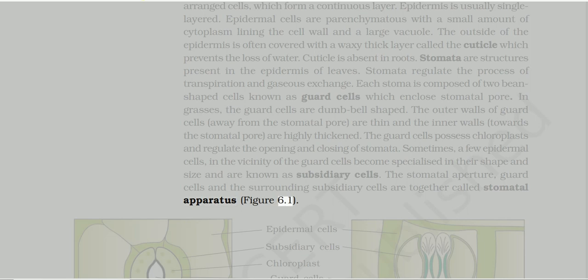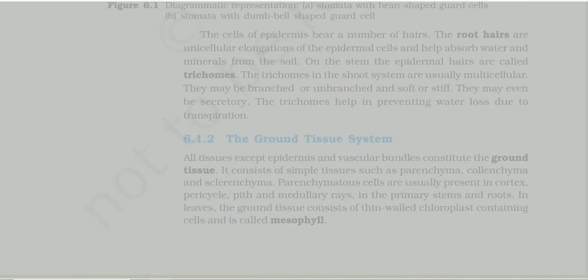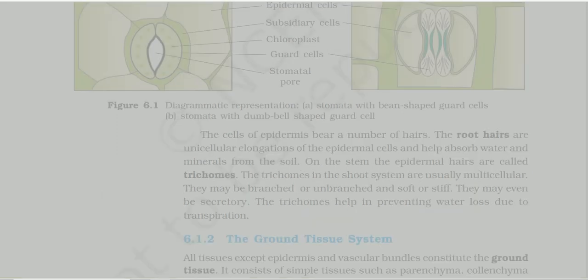Figure 6.1 Diagrammatic representation. A. Stomata with bean-shaped guard cells. B. Stomata with dumbbell-shaped guard cells. Epidermal cells. Subsidiary cells. Guard cells. Stomatal pore. Chloroplast.